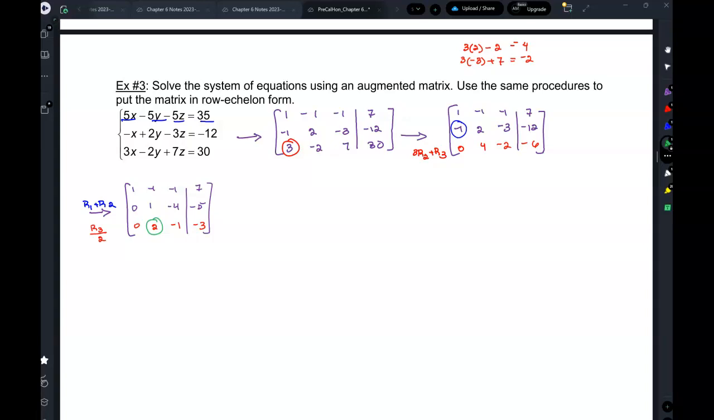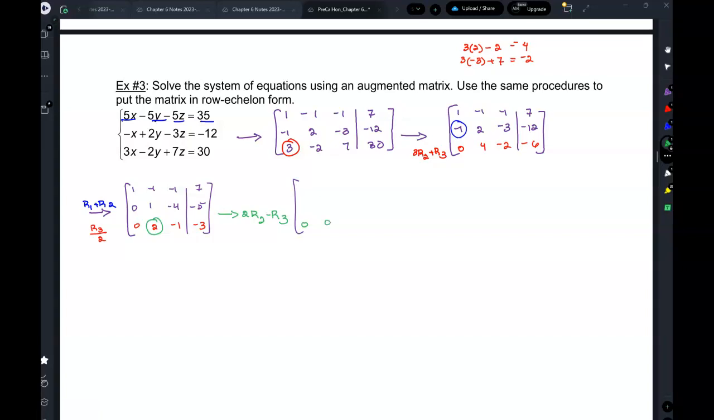If I use row 3 with row 1, it doesn't work because I reintroduce a number here. So for the last step, when you do this, just use the bottom 2 rows. So what are we going to do here? 2R2 minus R3. Okay, let's see.